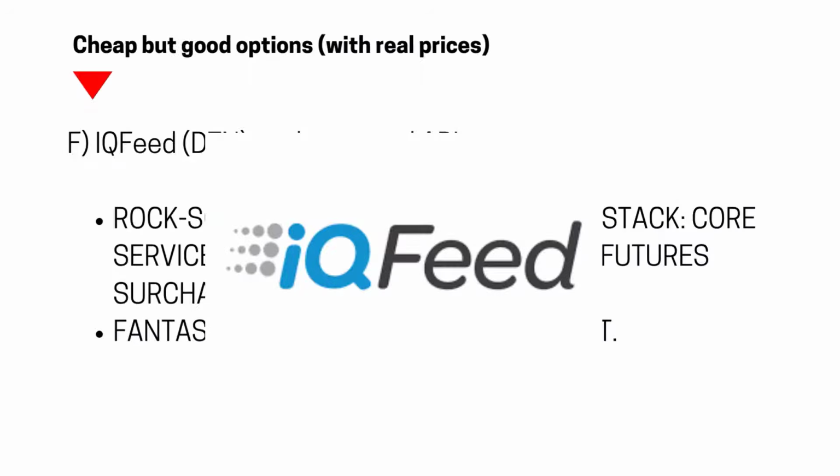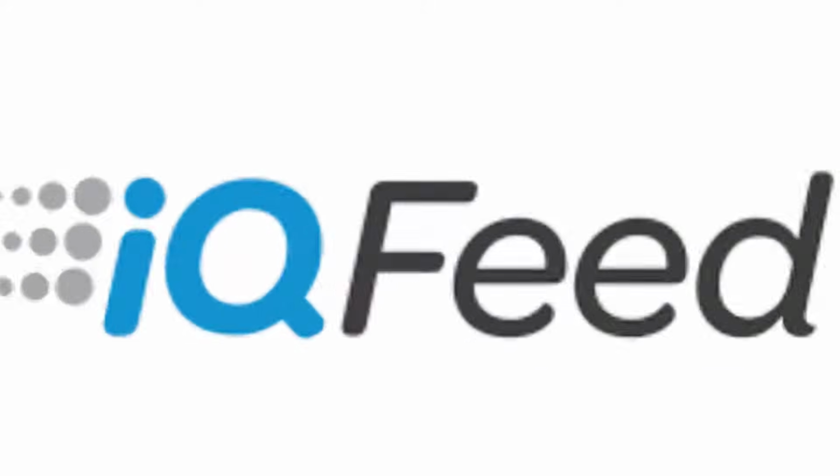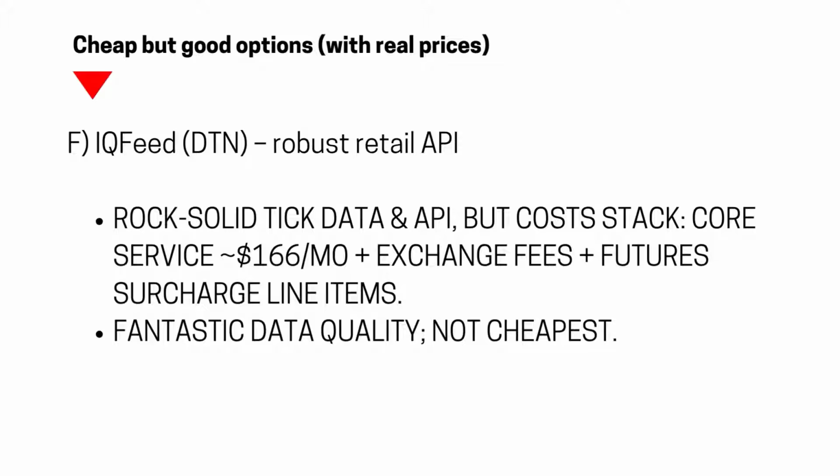Then we have something called IQFeed, DTN, a robust retail API with rock solid tick data and API, but costs do stack up. The core service comes in at $166 a month, plus exchange fees, plus futures surcharge line items. Fantastic data quality, but not the cheapest.